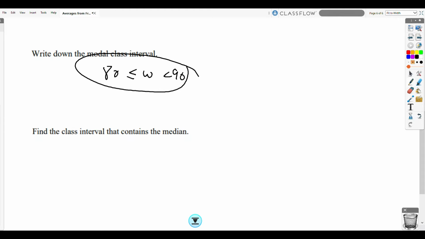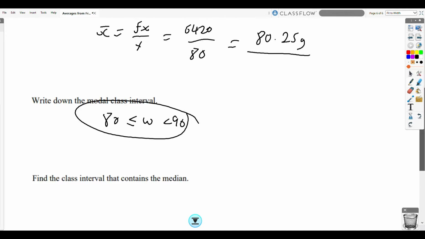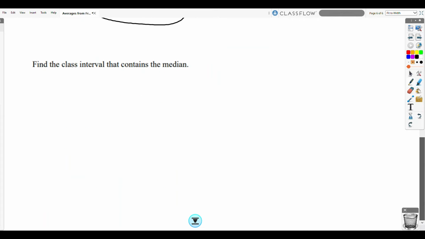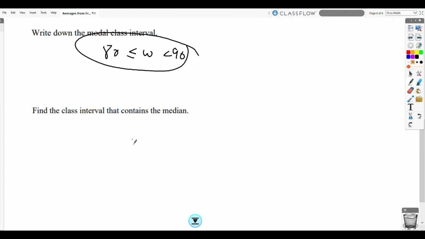Now similar to the previous example, to find the class interval that contains the median, we first need a CF column where we add the frequencies. So 5 add 9 is 14, add 22 is 36, then it's 63, then it's 80. Now remember, the median is at the n plus 1 over 2 value. So we've got 80 plus 1 over 2, which is the 40.5 value, so we're between 40 and 41.